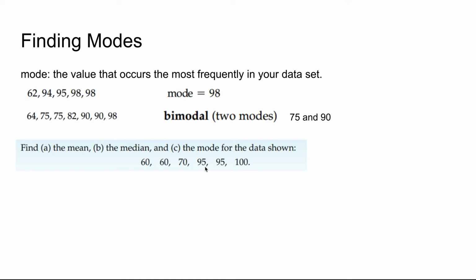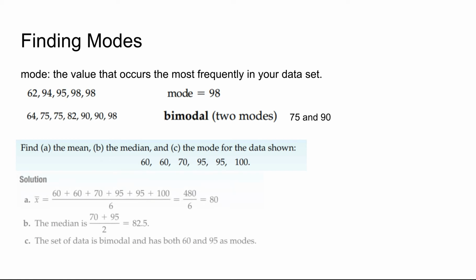That is the median. What is the mode? What occurred most frequently? 60 is occurring twice, and 95 is also occurring twice. So this is also bimodal, and the modes are 60 and 95. So I have a solution here. This note, you can find it under resources, under class notes.